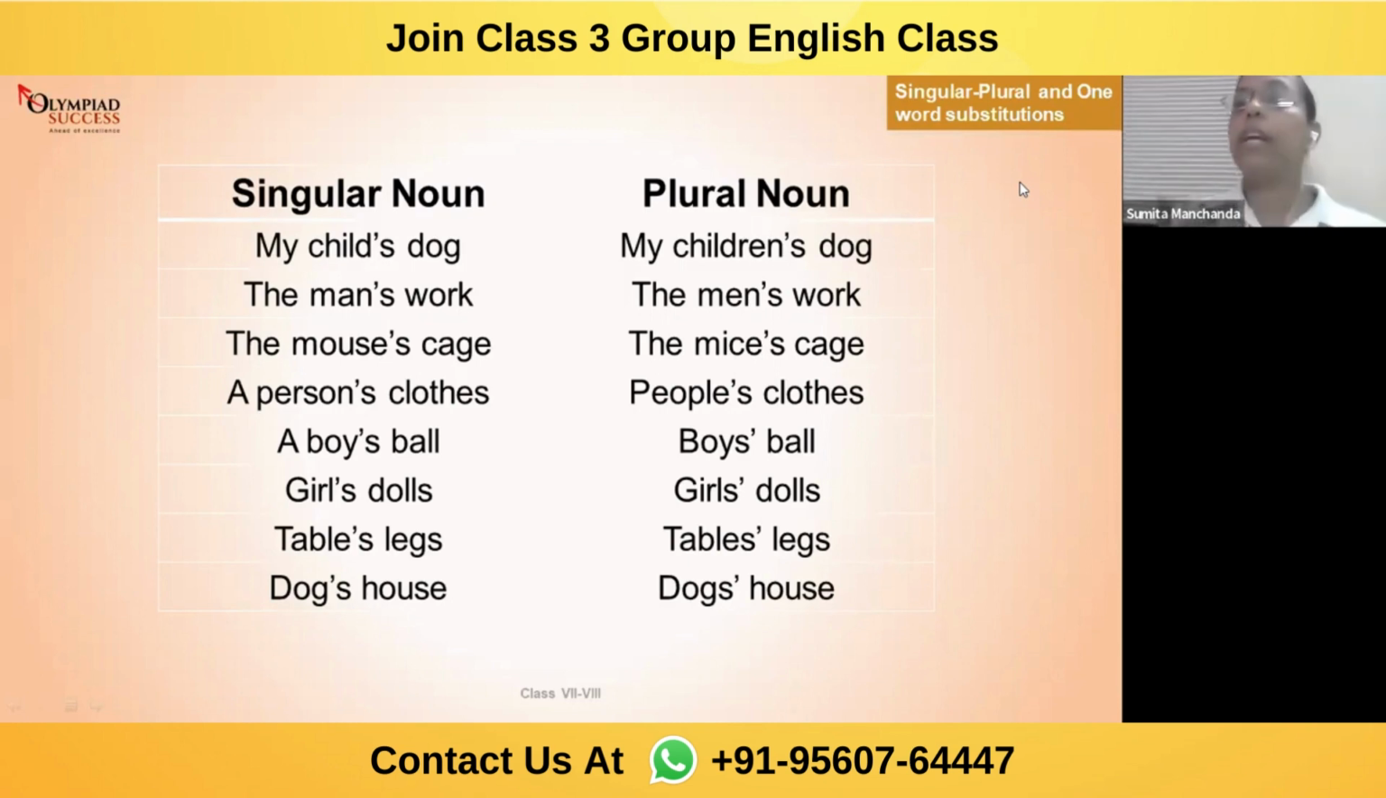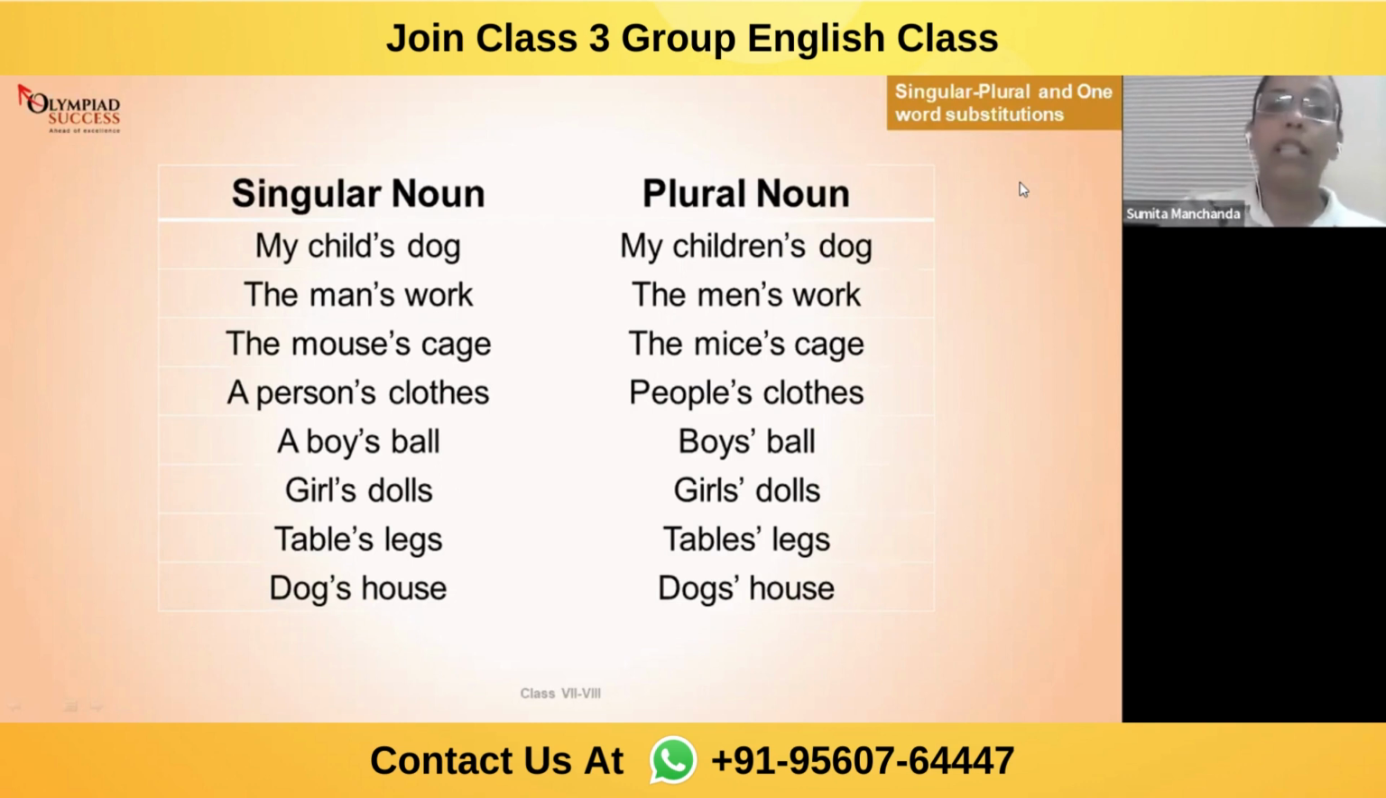Because while you're speaking these sentences in English, if you say "my children dog," this sounds very odd. It should be "my children's dog." Why? Because even though children is a plural, these are all irregular nouns, isn't it? So there won't be an apostrophe after S, there will be an apostrophe before S.